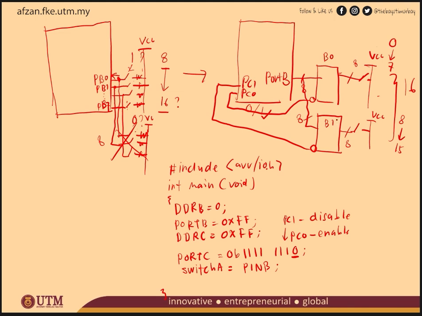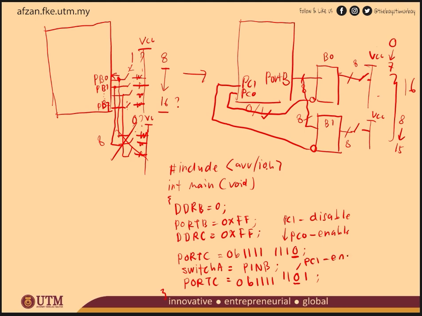Then after that, what are we going to do? Next we are going to read the other switches from switch 8 to 15. How to do that? Same way. Port C 0B 1111 1101. So now you see here.